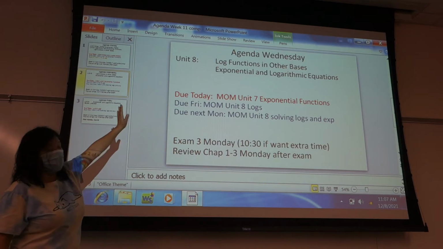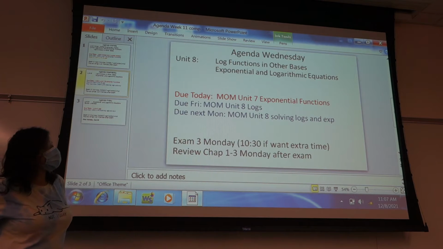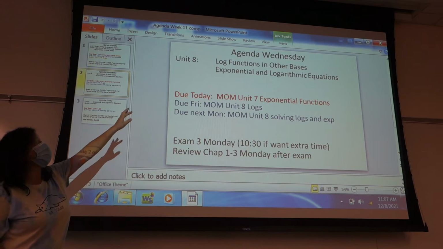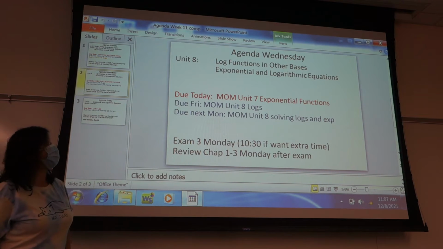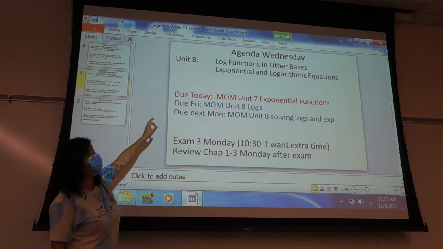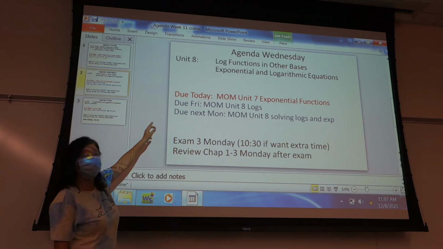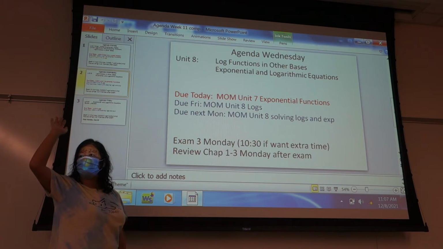So this is what we're doing today. We're going to finish up exponential and logarithmic equations, and if we have time, we'll go back to the log functions and other bases. That's less important than finishing up the other part. Today you have Unit 7 on exponential functions due, and maybe we might go through a couple of those problems too, since who has actually finished that homework?